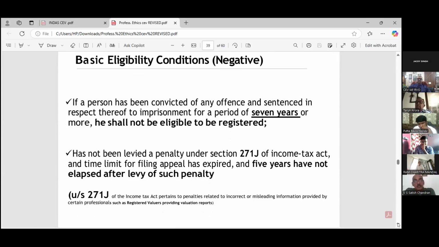Has not been levied a penalty under section 271J of the Income Tax Act. This is very important. The time limit for filing an appeal must have expired and 5 years must have elapsed after the levy of such penalty. Section 271J of the Income Tax Act pertains to penalties related to incorrect or misleading information provided by certain professionals, that is, a registered valuer providing a valuation report. If you provide incorrect information, then they will impose the penalty.